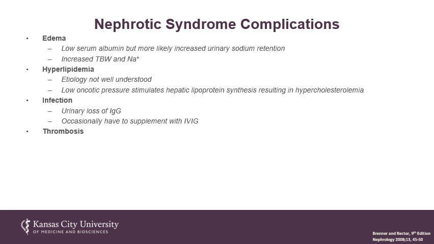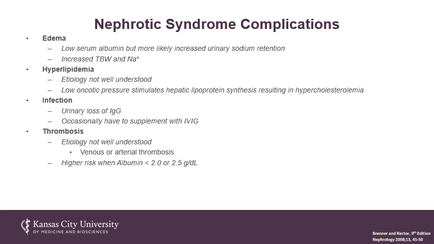Thrombosis is a risk of nephrotic syndrome, and we don't really know why. We know that the thrombus can be either on the venous or the arterial side. The risk is higher the lower the albumin. So once the albumin is less than 2, or some people say 2.5, you're at higher risk.